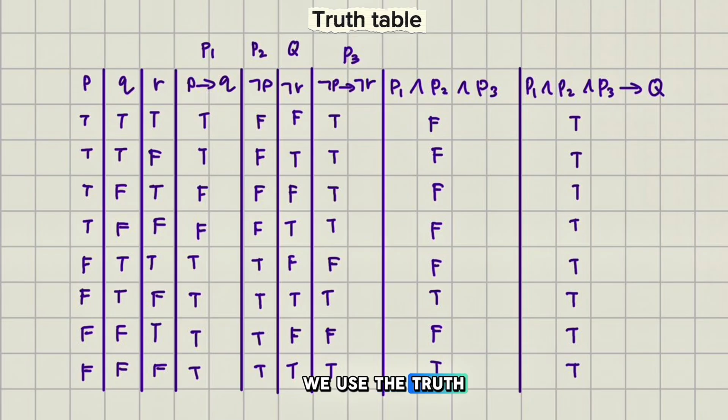We use the truth table to analyze if the argument is valid or not by looking at the truth values of all premises implying the conclusion. If it is a tautology, then the argument is valid. From this truth table, the truth value of P1 and P2 and P3 implies Q are all true, which is a tautology. Therefore, the argument is valid.